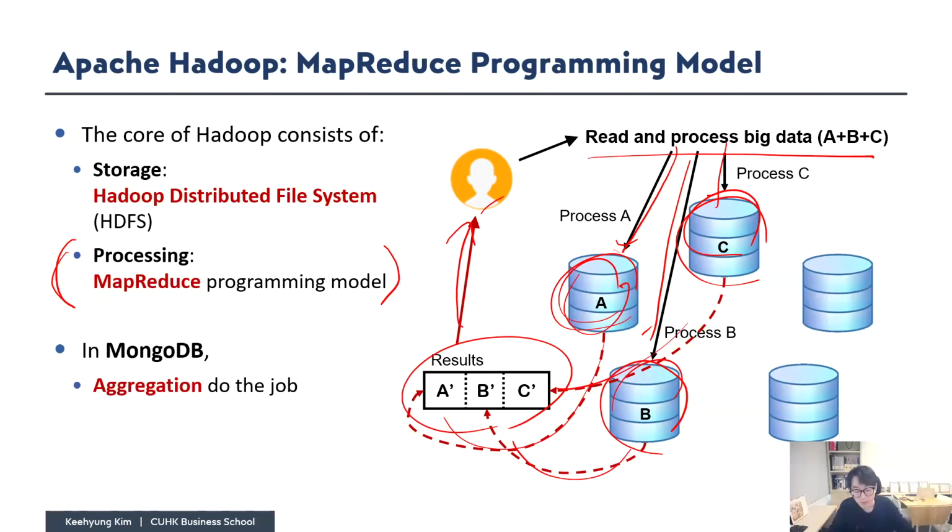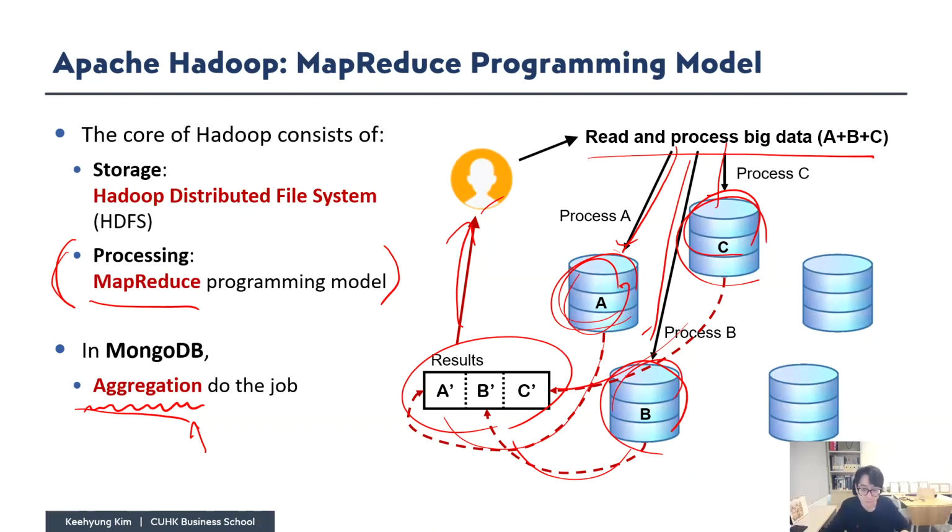In MongoDB, again, we have an aggregation function that does this job. One student asked about the difference between MapReduce and aggregation, and actually they are the same thing. It's just a different wrapper. With MapReduce, you have to write your own map function and reduce function, while aggregation in MongoDB already includes those things, so you can use operators.